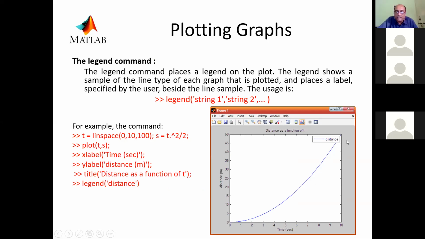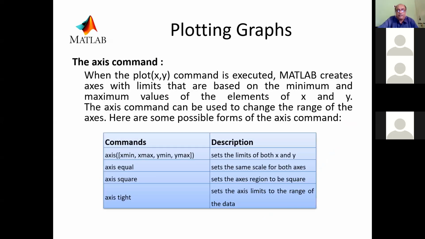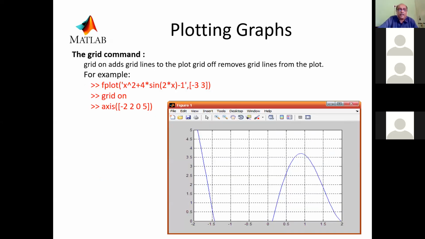Suppose in a single graph you want to present multiple graphs. How do you do it? The system is very simple. First you draw the first line, then hold on, and on the same graph you draw the second line, and then the third line. How do you do it? Right, this one is the equal axis command.